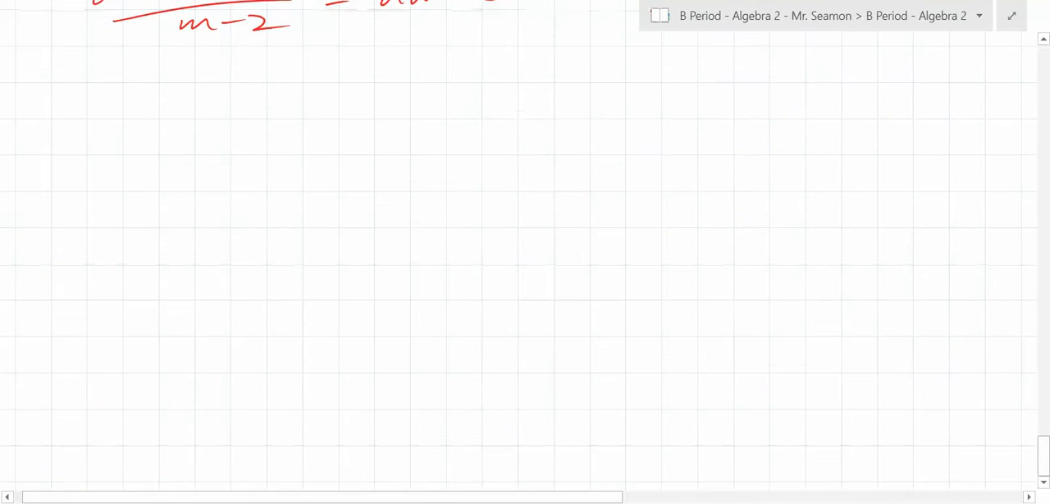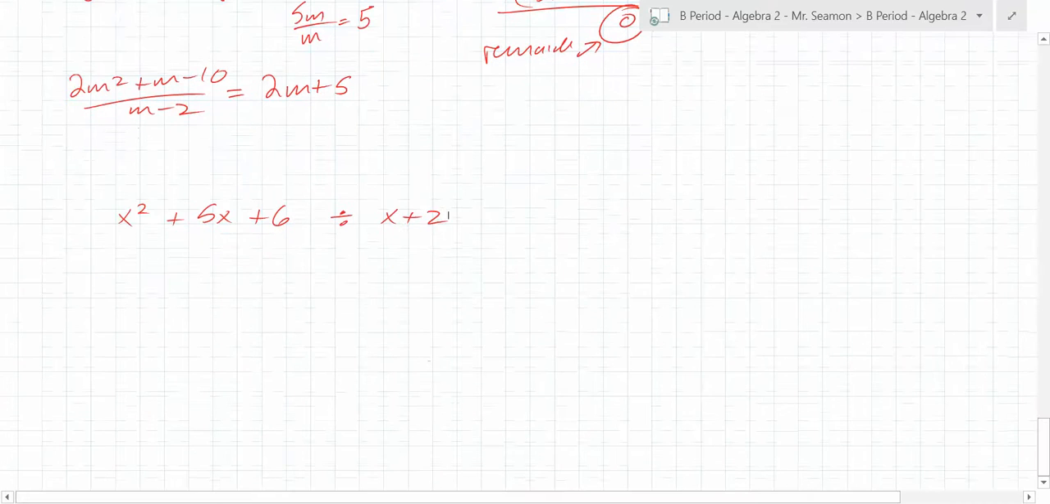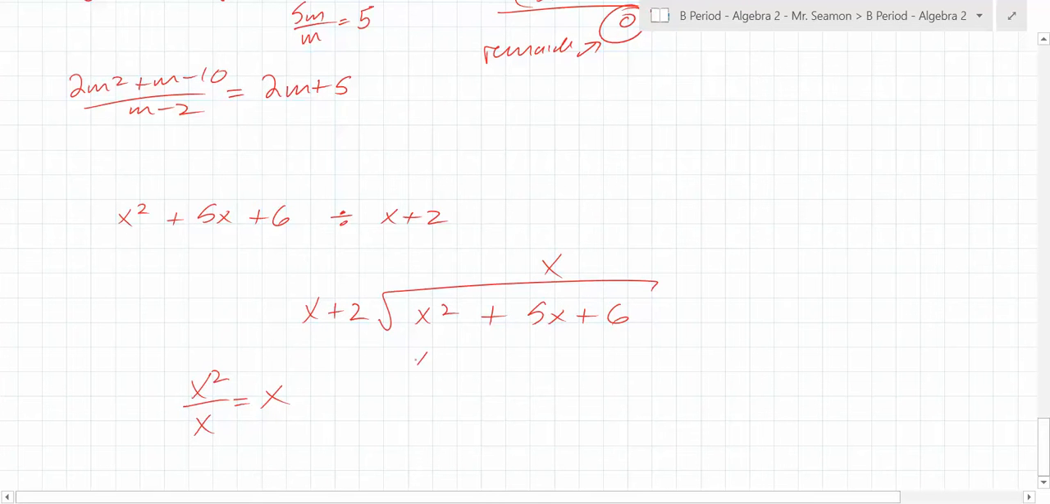So, try this for me. Do x squared plus 5x plus 6 divided by x plus 2. Yes, you can pick up your stylus. So what do we get here? I think it's something like x plus 2 into... So what's the first leading over leading you have to do, Rachel? Yeah, and what's that equal? Yeah, so you have x, and now you multiply. X squared plus what? X.